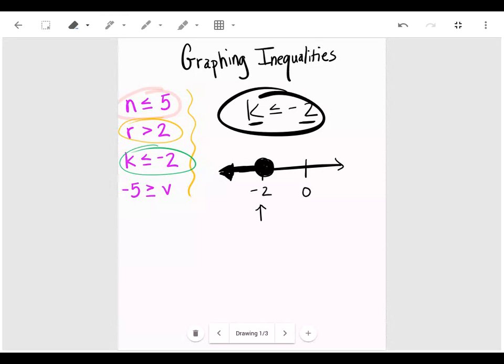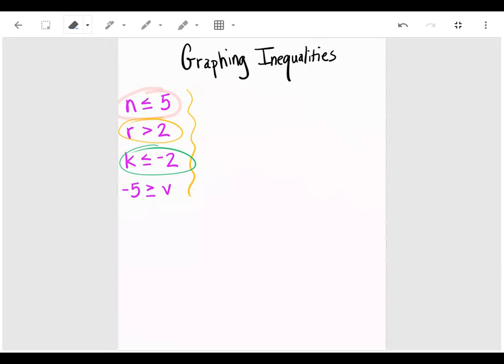I forgot to mention, if at any time you need more time, just let the substitute know, and they can pause the video or rewind as well. And then lastly, we have -5 is greater than or equal to v. And this one's a little strange because you'll notice the variable is on this side.